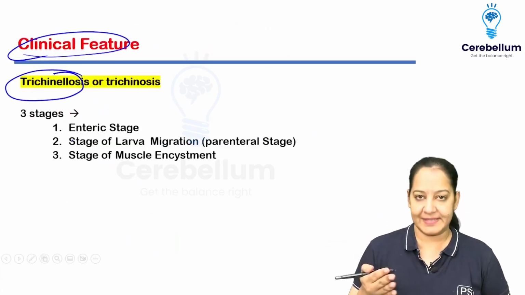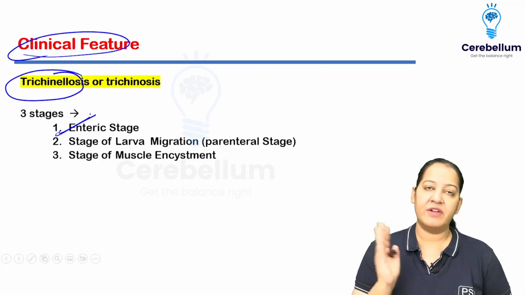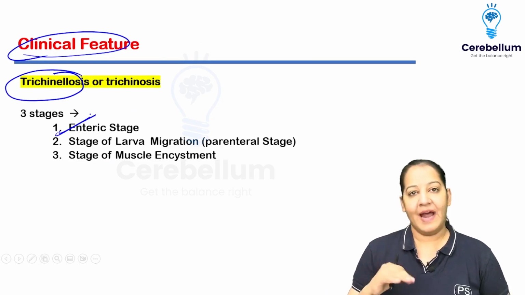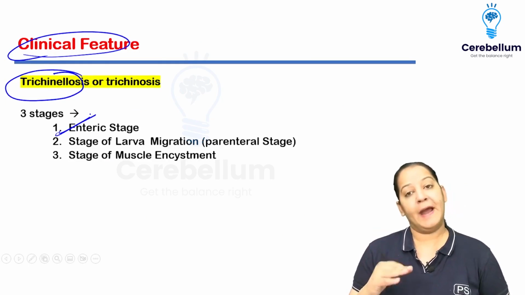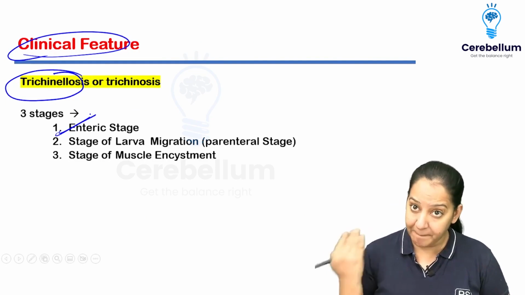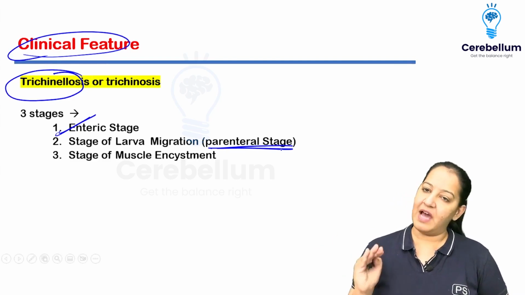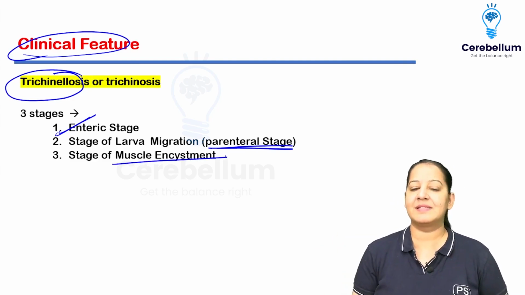First, it is going in the intestine, so that is the enteric stage. After the intestine, the larva, the adult forms are formed. The adult forms fertilize with each other and the larva is laid. The larva will go in the blood. In the blood, it is the parenteral stage. And after going in the blood, the larva will go in the muscle. That is the muscle encystment stage.